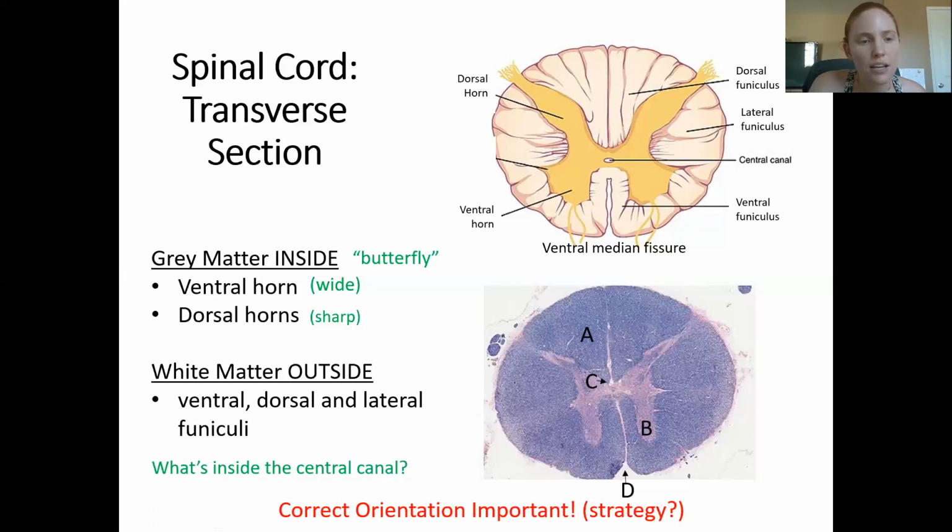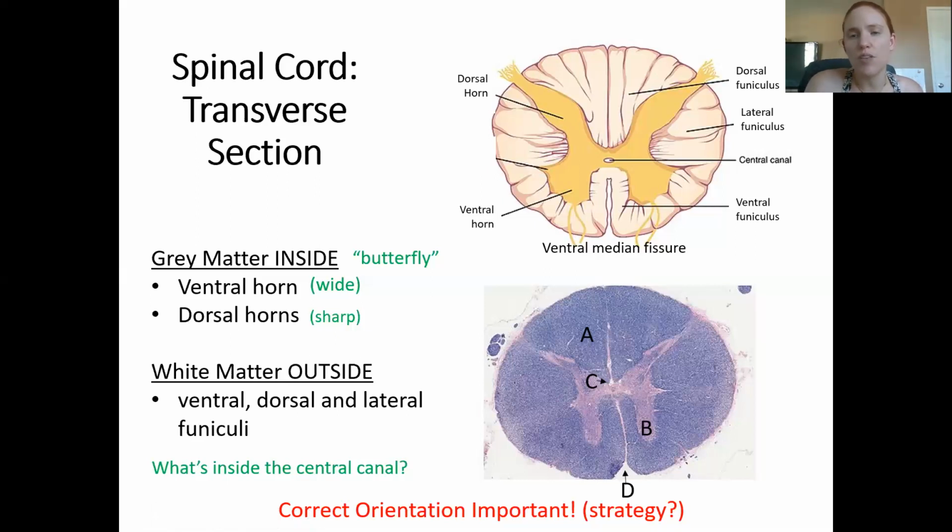And then the second way to orient yourself is to look for a deeper groove. Remember that deep grooves for the nervous system are called fissures. So this deep groove on this side right here, D in this picture, would be the ventral median fissure. Median because it's right in the middle, like medial. Okay, so those are the two strategies that I use to help orient myself.